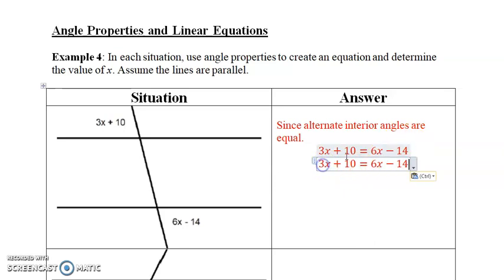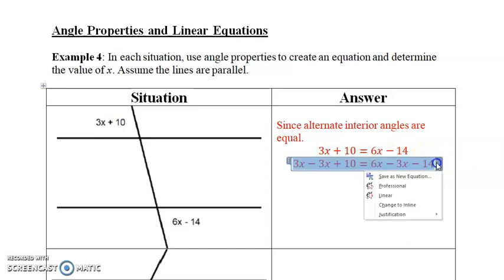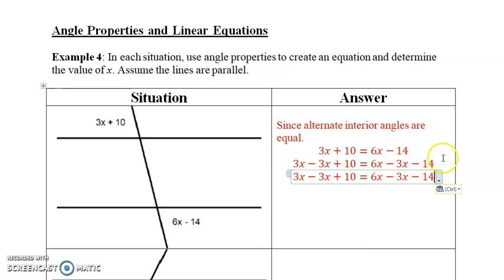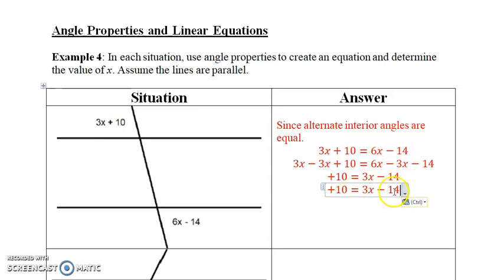So I'll take the 3x over by subtracting 3x from both sides. Clean that up. The 3x's are gone. 6x subtract 3x is 3x. And then what we want to do is get rid of the 14, so we add 14 to both sides.